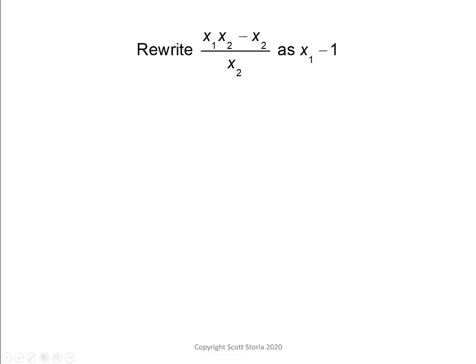Here's one for you to try. Can you rewrite this quotient as this difference? First, we're going to write two fractions, each of which has the common denominator. Now you'll notice the factors of x2 can reduce, leaving x1. The factors of x2 can reduce, simply leaving a 1.